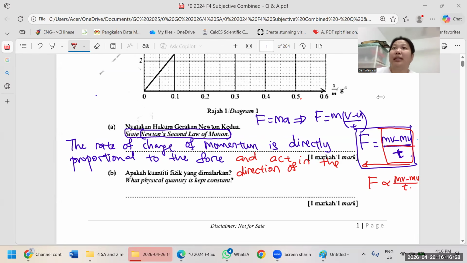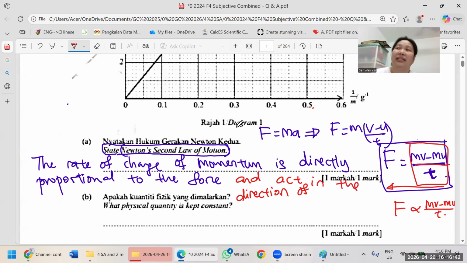Yes, the definition must be exactly the same as in the textbook. Okay, but also some keywords are changed. Never mind. If you say the rate of change of momentum is directly proportional to the, it doesn't matter. But the key words must be there.